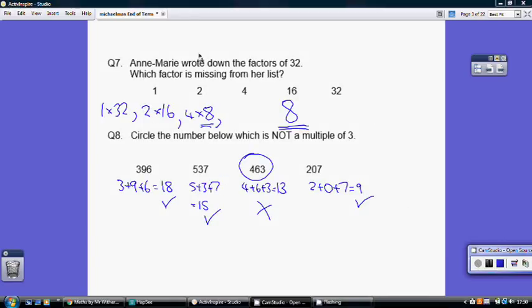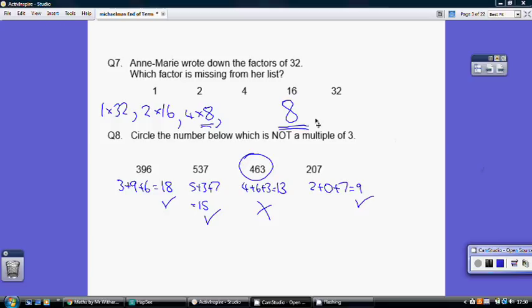Question 7. Anne-Marie wrote down the factors of 32. Which factor is missing from the list? We'll always try and do the factors in pairs. So we've got 1 times 32 is 32. So 1 and 32 are factors. 2 times 16 is 32. So 2 and 16 are factors. And then finally 4 times 8 is 32. So the missing factor from Anne-Marie's list is 8.